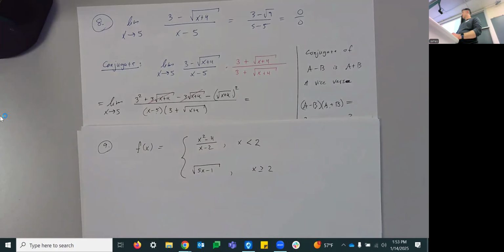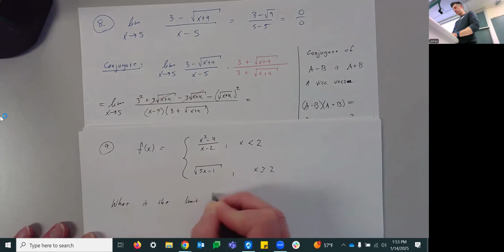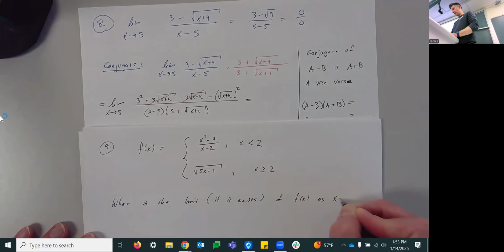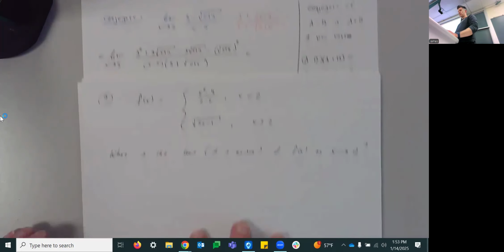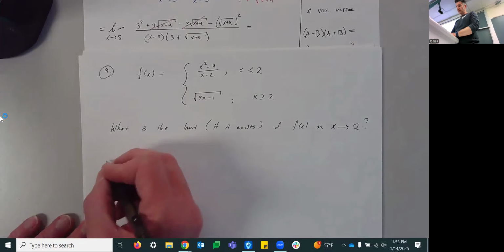So often with piecewise functions, we have to deal with them in sort of a two-sided way. So if I want to know what is the limit, if it exists, of f of x as x approaches 2. Well, let's look at the one-sided limits. So let's look at the right side first.